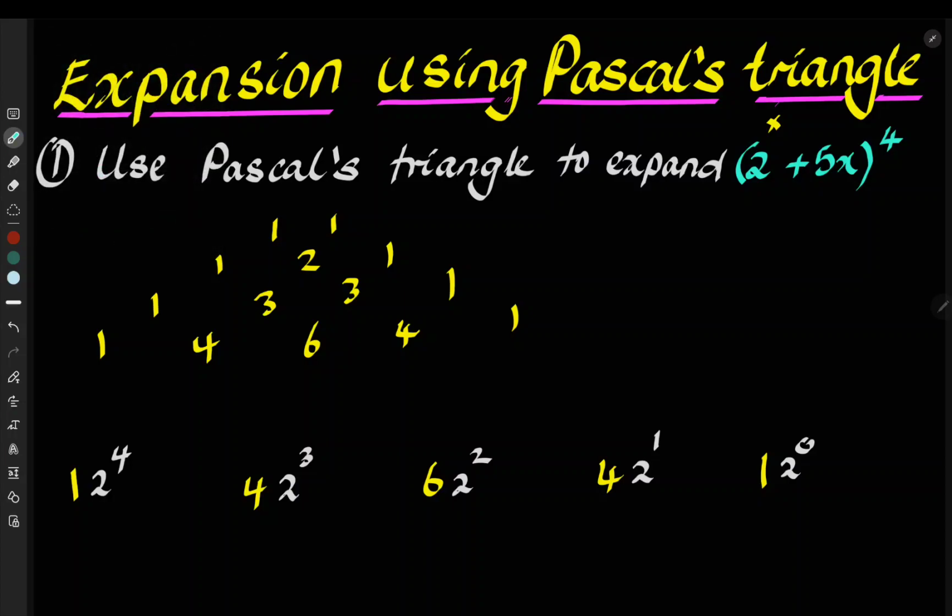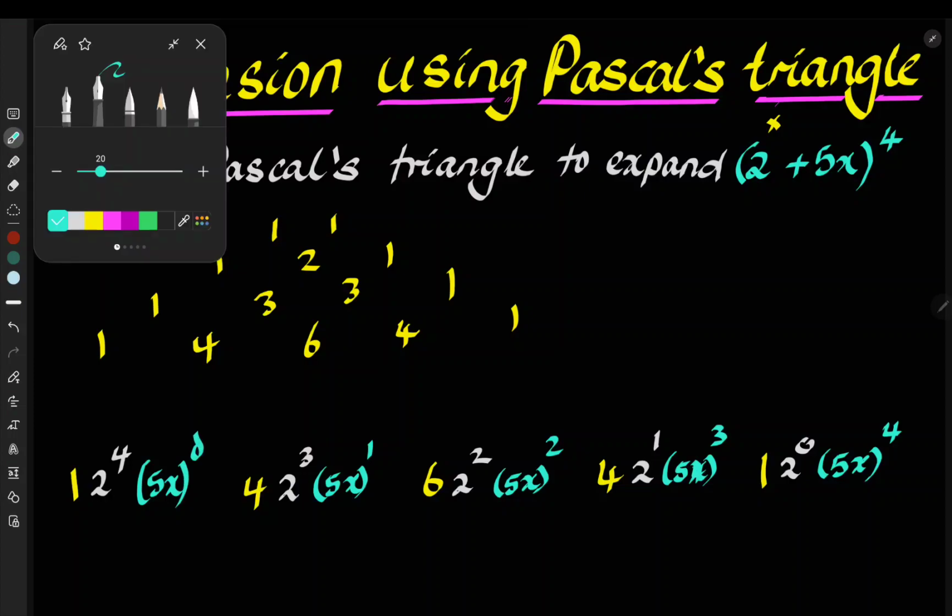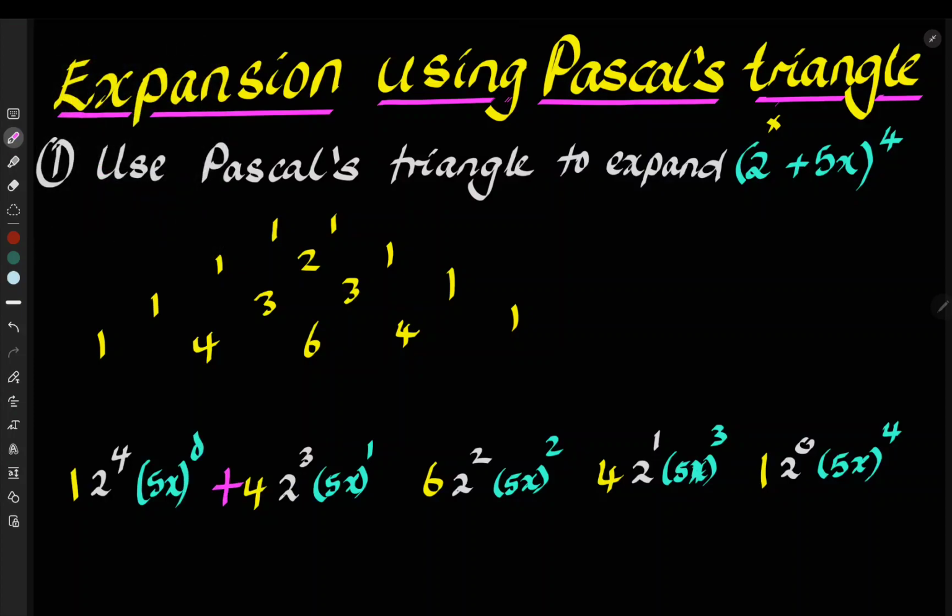Then for the powers of 5x, they will start from right to left. Remember, from right to left. So we start with the highest power, power 4. Then we go on with 5x to the power 3, then 5x to the power 2, then 5x to the power 1, and lastly 5x to the power 0. You just go ahead and also put your plus in between, because these are terms, so they are adding each other.